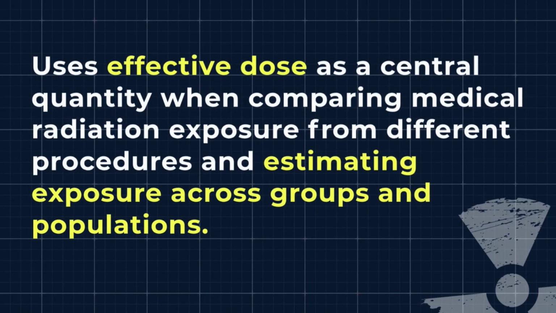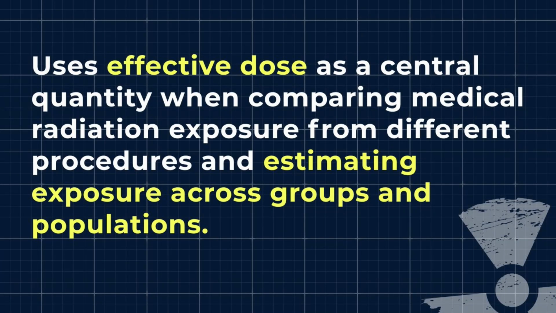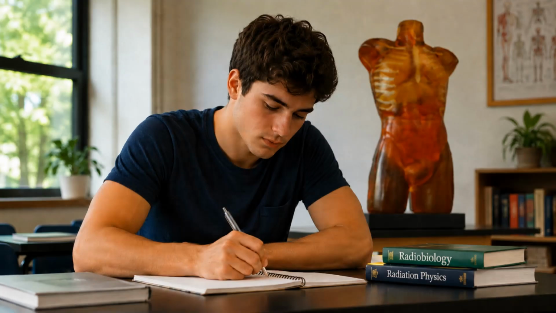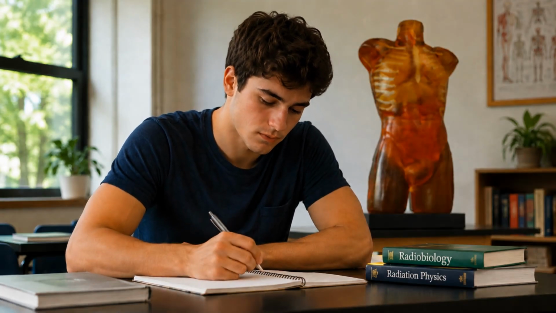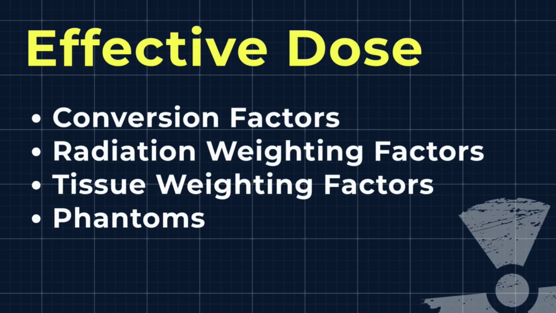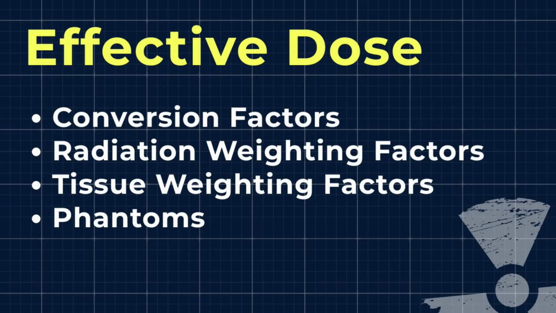NCRP report number 184 uses effective dose as a central quantity when comparing medical radiation exposure from different procedures and estimating exposure across groups and populations. But it also makes it clear that effective dose is derived, meaning it's calculated using math and models such as phantoms. It's not measured directly with instruments such as ionization chambers or a dosimeter. Instead, measurable quantities for effective dose are obtained using conversion factors, radiation weighting factors, tissue weighting factors, and models such as phantoms in place of people.